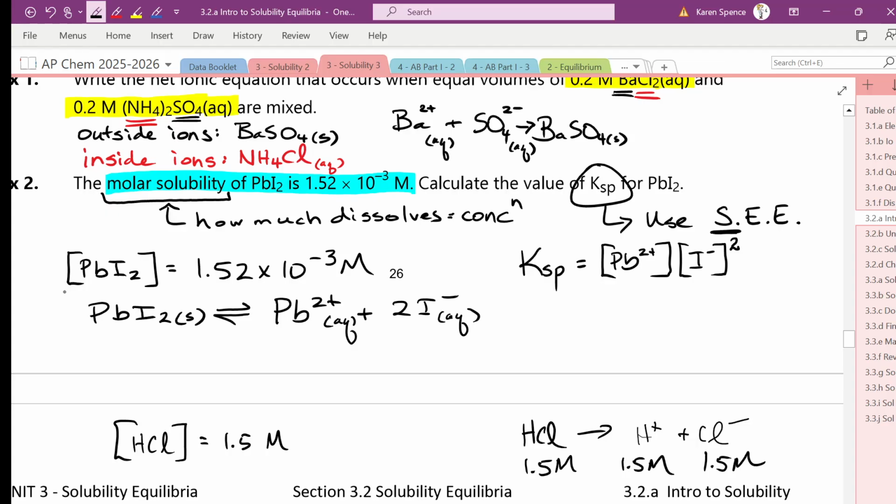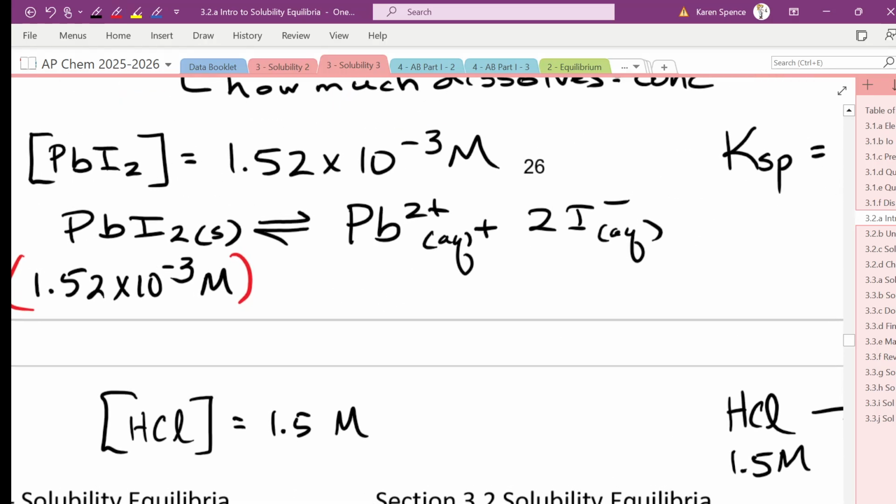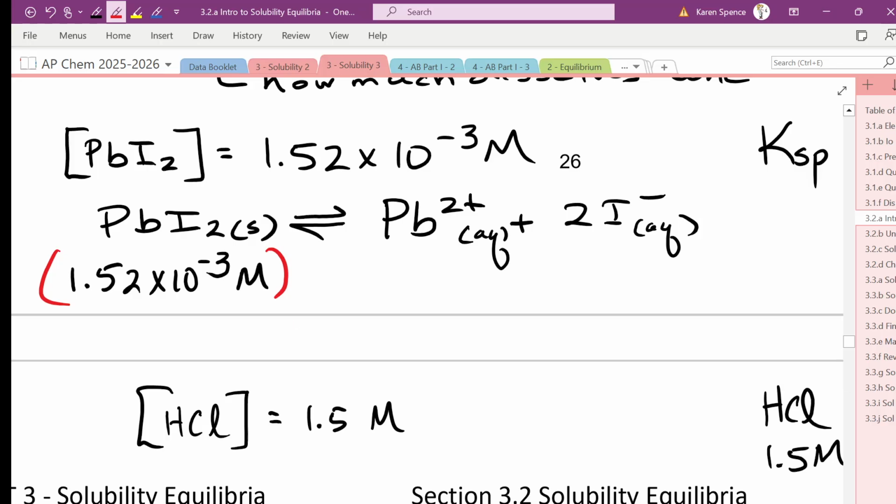if I say my concentration of PbI2 is 1.52 times 10 to the negative 3 molar, do I really mean that there are little PbI2s holding hands together in the water floating around? No. So I'm going to put that in brackets, okay? Because that's just telling me how much dissolves. Yes? And if that's how much dissolves of the PbI2, what is the concentration of Pb? 1.52 times 10 to the minus 3, because this is 1 to 1. Yeah?